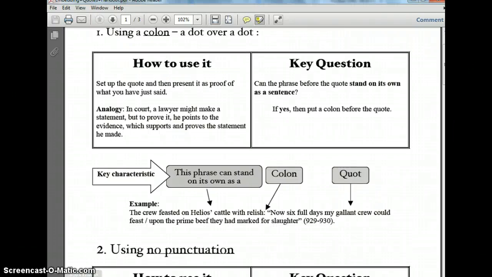Here is an example. This phrase can stand on its own. The crew feasted on Helios' cattle with relish. That's a complete sentence. So then you can use a colon just like you would use a period, but the colon now has embedded the quote. And then the quote is there with the page number.